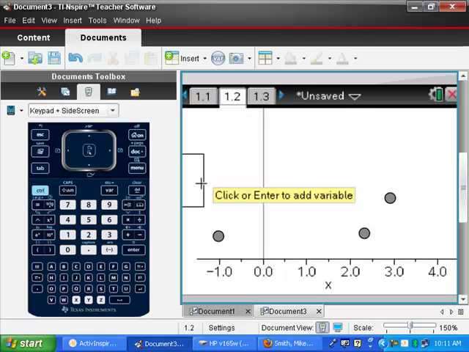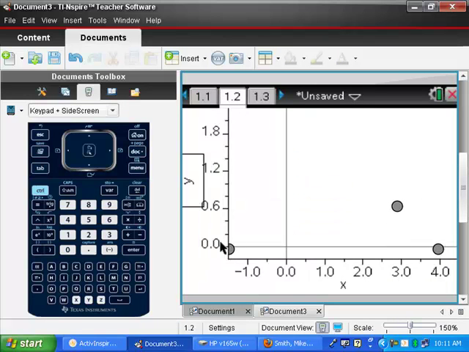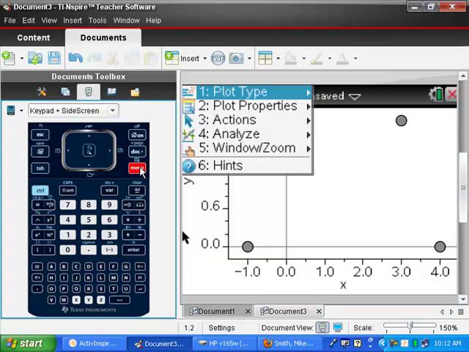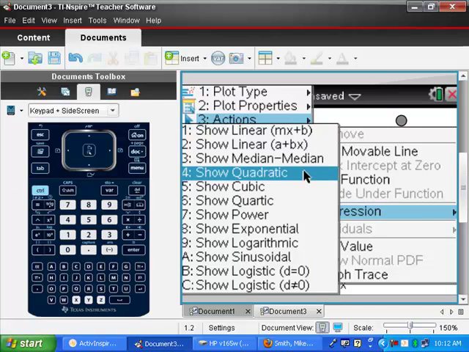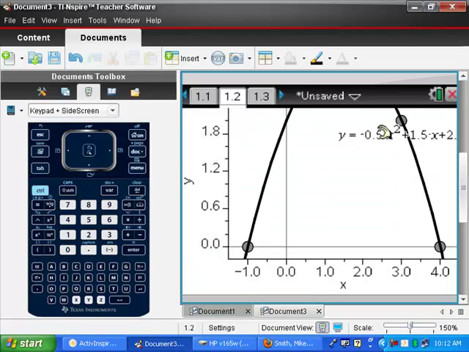Again, I'll choose this is the X, this is the Y. It graphs the 3 points for me. And now we go Menu, Analyze, Regression. Number 4, Show Quadratic. And you can see it shows the quadratic graph that goes through those 3 points. And here it gives us the equation of the line that goes through these 3 points.